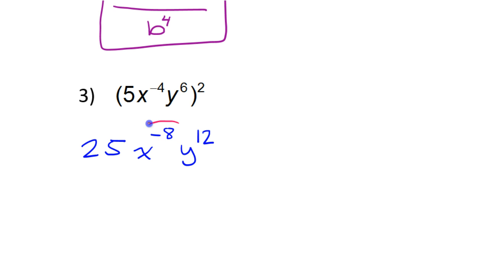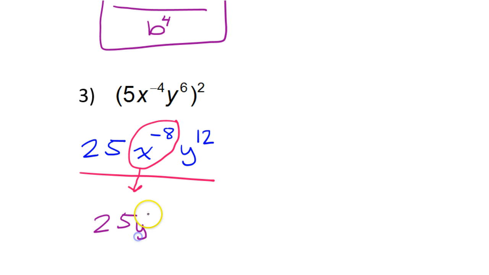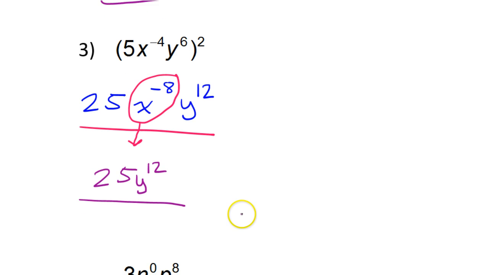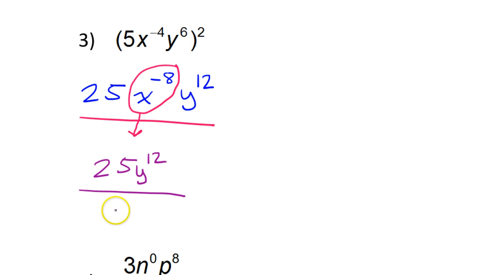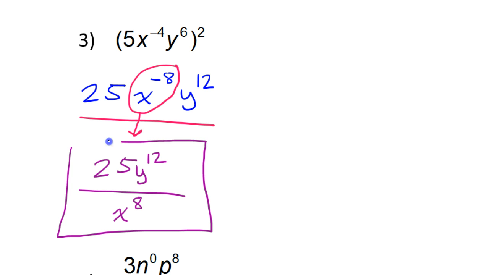Now again, I see I have a negative exponent here, so that's going to wind up moving to the other side of the fraction line. So we're ready for the final answer. The 25 and the y to the 12th power are not going to move. But that x to the negative 8th power is going to move to the denominator and become x to the 8th power. So this is the final answer for number 3.